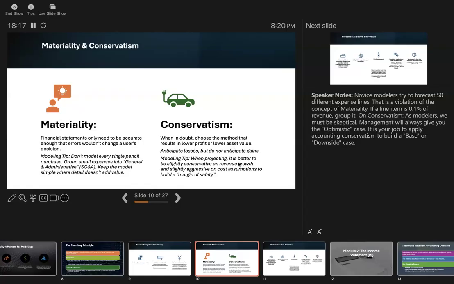On conservatism, the concept is that you do not overstate revenues and understate expenses. You have to be very moderate. When in doubt, choose a method that results in lower profit or lower asset value. Anticipate losses, but do not anticipate gains. So the modeling tip here is when projecting, it is better to be slightly conservative on revenue growth and slightly aggressive on cost assumptions to build the margin of safety.